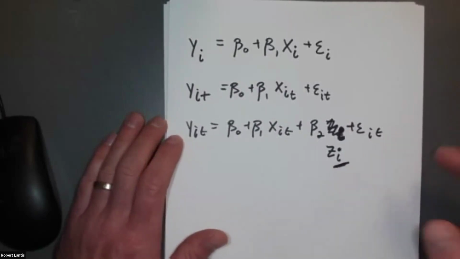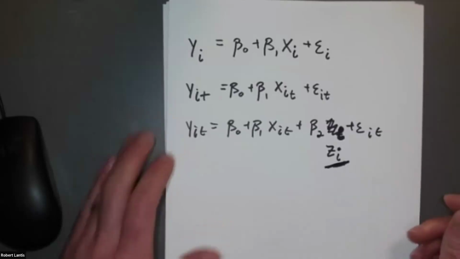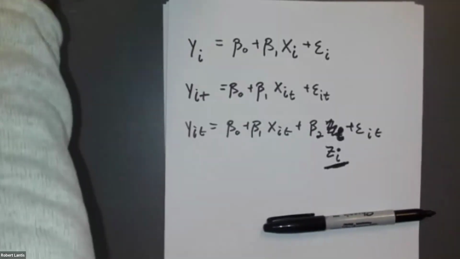Now, those things could change over time. I'm using some that have a little bit of time invariance to them, but we're trying to control for factors that basically are the same across all time periods for that subject. Okay?